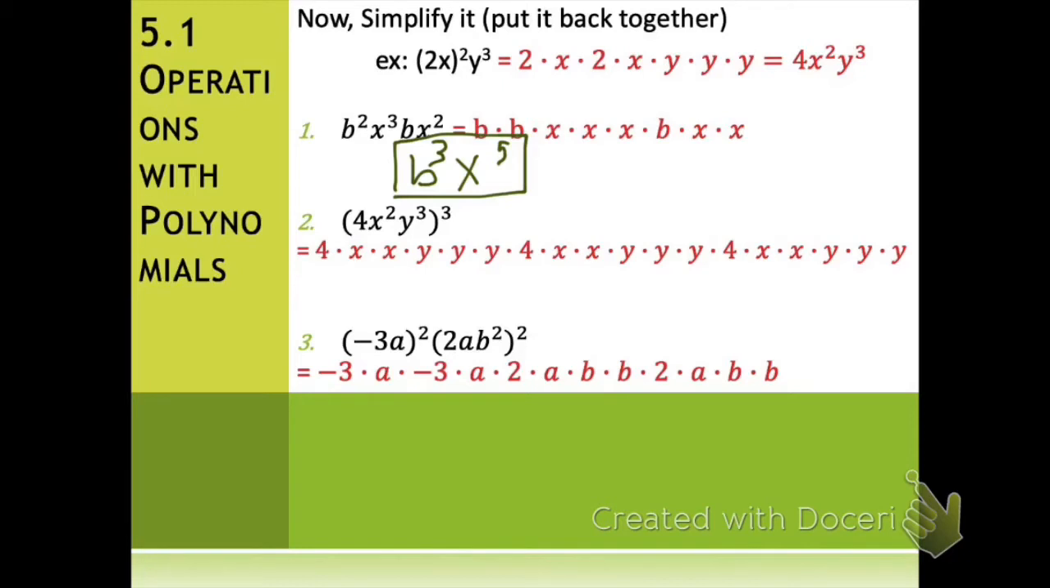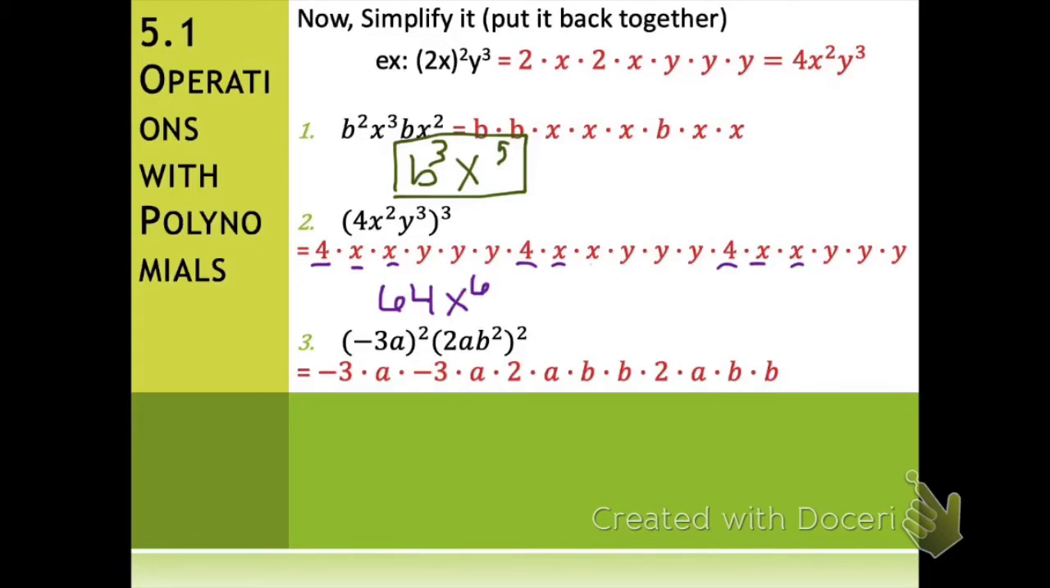Number 2, I can multiply these 4's together to get 4 times 4, which is 16, times another 4, which is 64. So 64, and I have x times x times x times x times x times x, so that's going to be x to the 6th power.